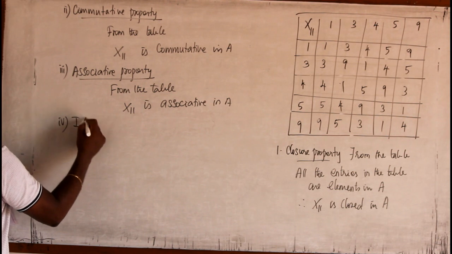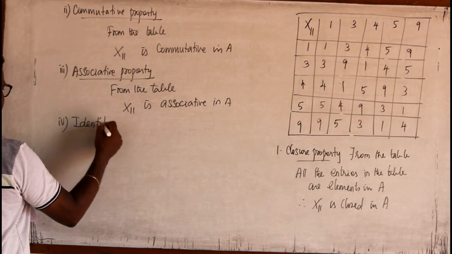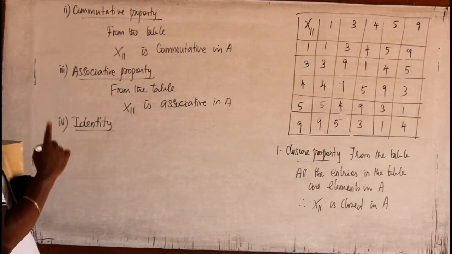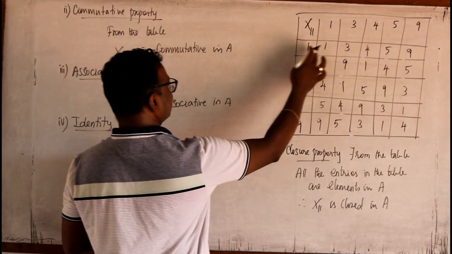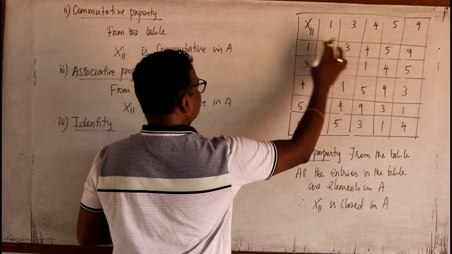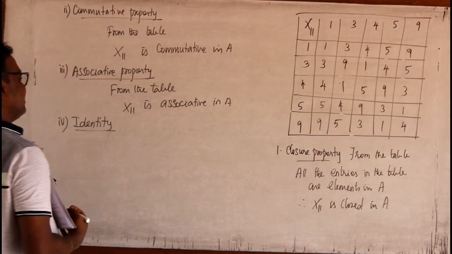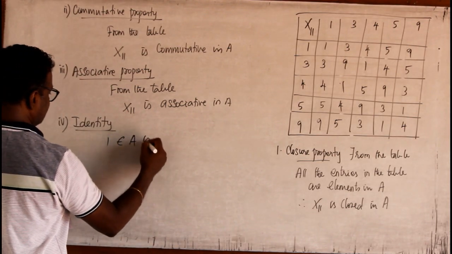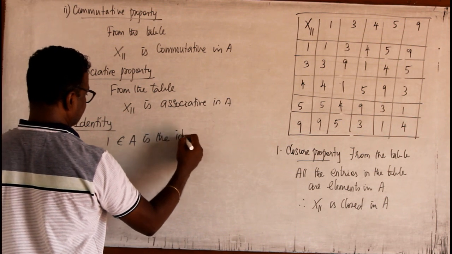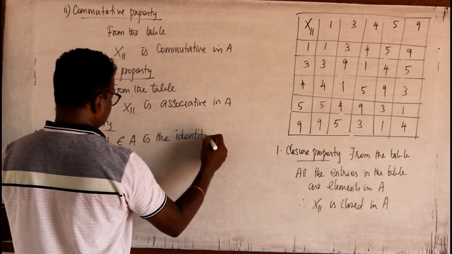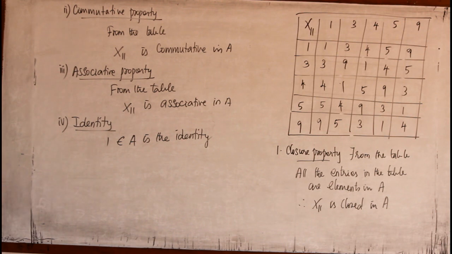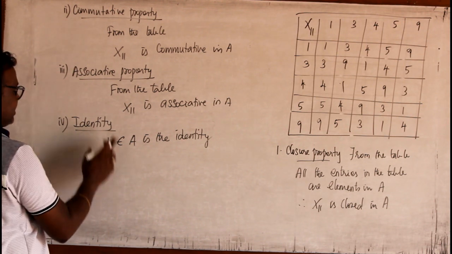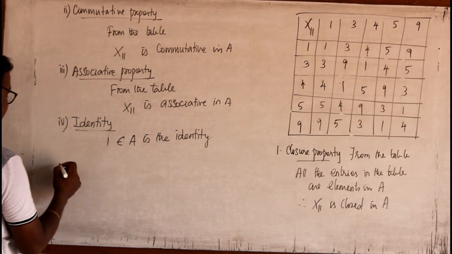Fourth one, identity. Remember, if it is multiplication, 1 is the identity. Is 1 there? See, 1 into 3, 3; 1 into 4, 4. 1 won't change anything in that multiplication. So 1 belongs to A, and is the identity. It is understood always: if it is addition, 0 is the identity. If it is multiplication, 1 is the identity.